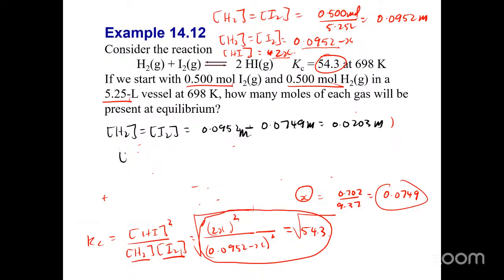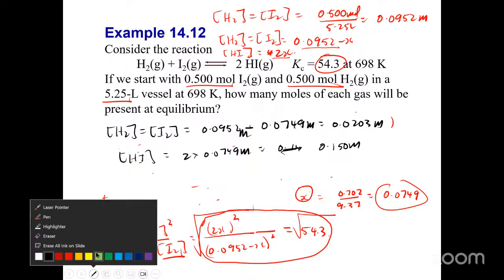And then to calculate the concentration of HI, that is equal to 2x. So 2 times 0.0749 M. That would be equal to 0.150 M, to 3 significant figures. And so those are the molarities, and we're not finished yet because the question is not asking for the molarity. The question is asking for the moles, so I need more space down here.